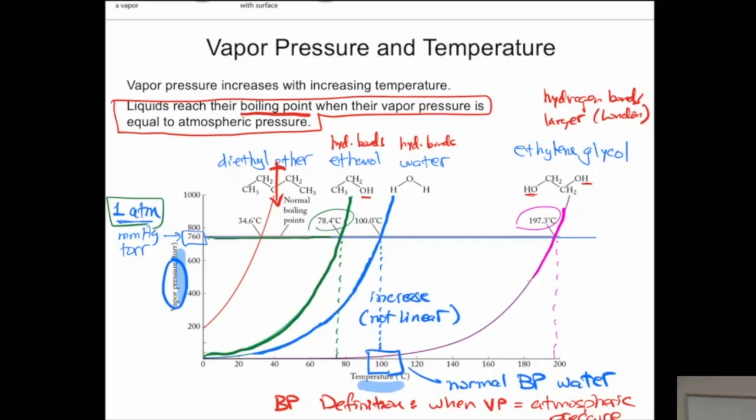It might seem counterintuitive to you. This has a lower vapor pressure because it has the highest intermolecular forces, which means it needs more energy to get the liquid to go into the gas.